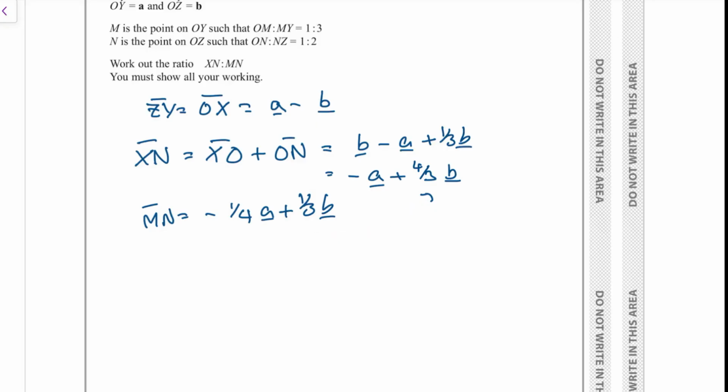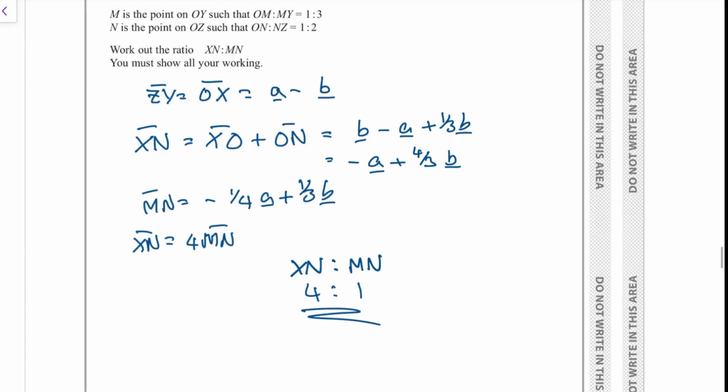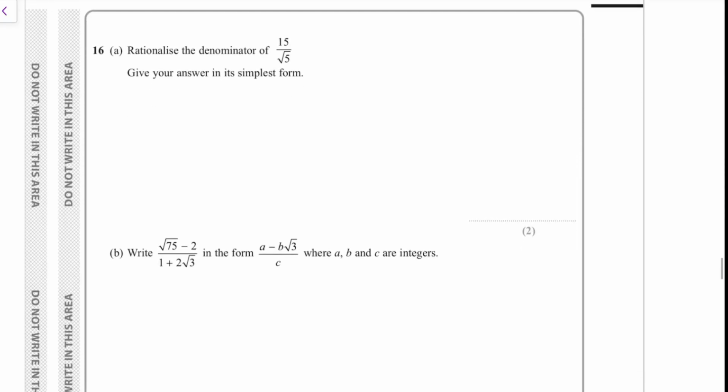Okay, good. Phew. So therefore I can see that X to N is 4 times M to N. And again, I can look at the A's and I can look at the B's, and I can confirm they're both 4 times larger. So what does it want me to do? It wants me to do X to N, M to N, which is going to be 4 to 1. Huh, that felt not very nice when I was doing it, but actually it fell out okay. Kind of came together in the end, didn't it?